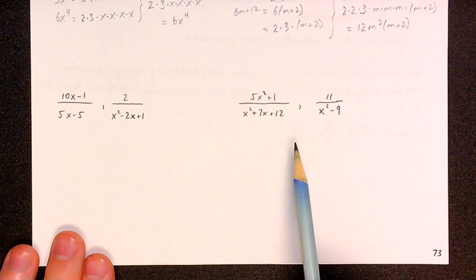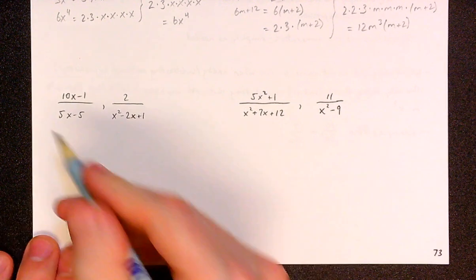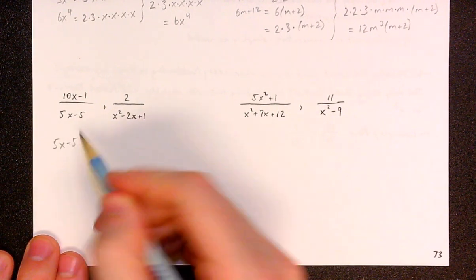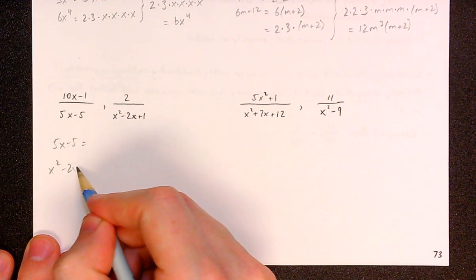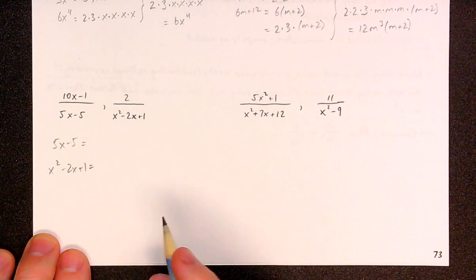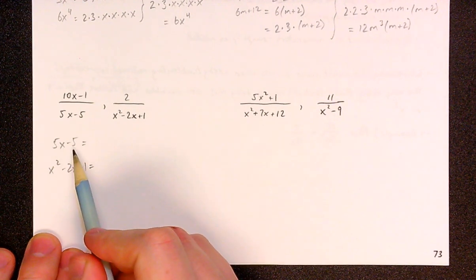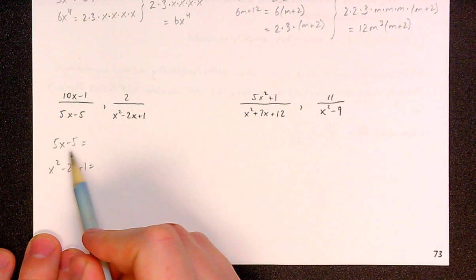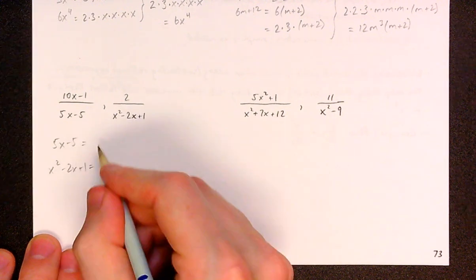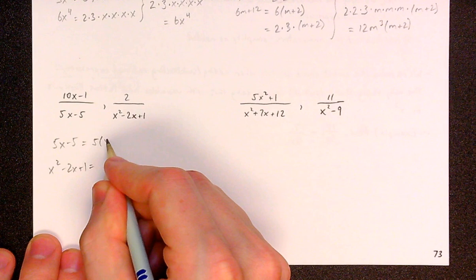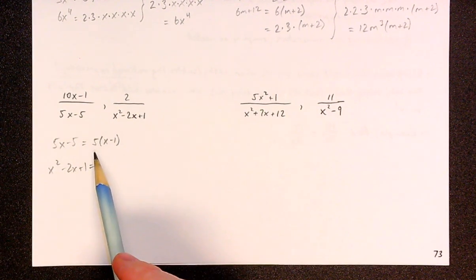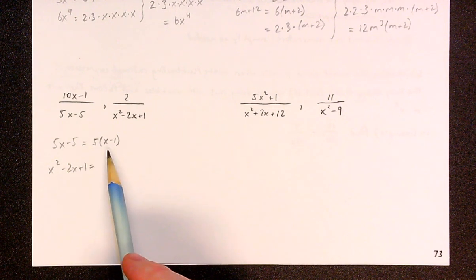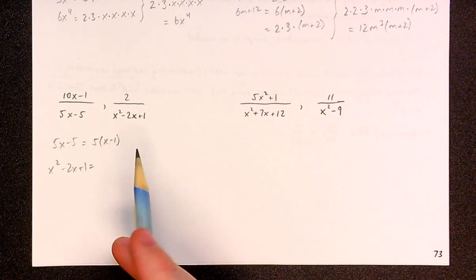I'll let you try this one on your own. Here we have 5x minus 5 and x squared minus 2x plus 1. So the 5x minus 5, I can pull the common factor of 5 out of each of these terms, and that gives me 5 times x minus 1. 5 is prime, we can't break that down. X minus 1, we cannot reduce that any further. It just is x minus 1.